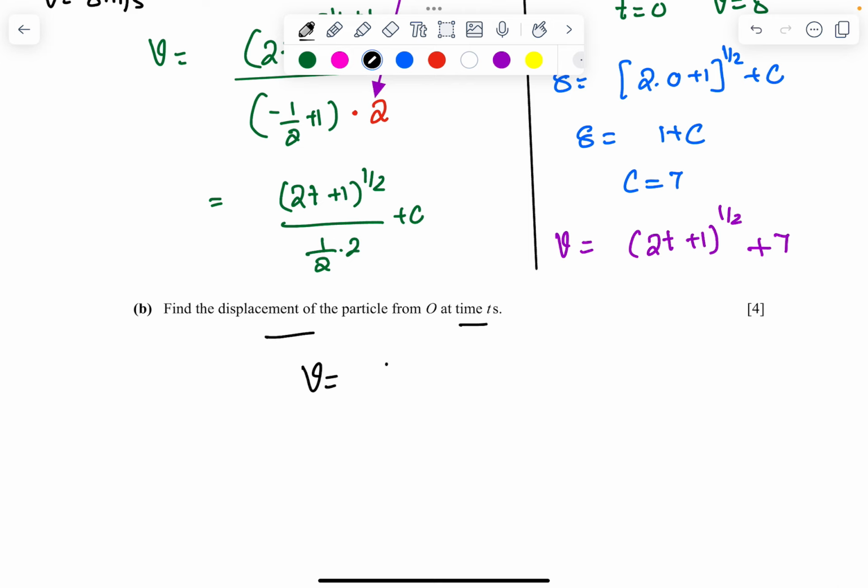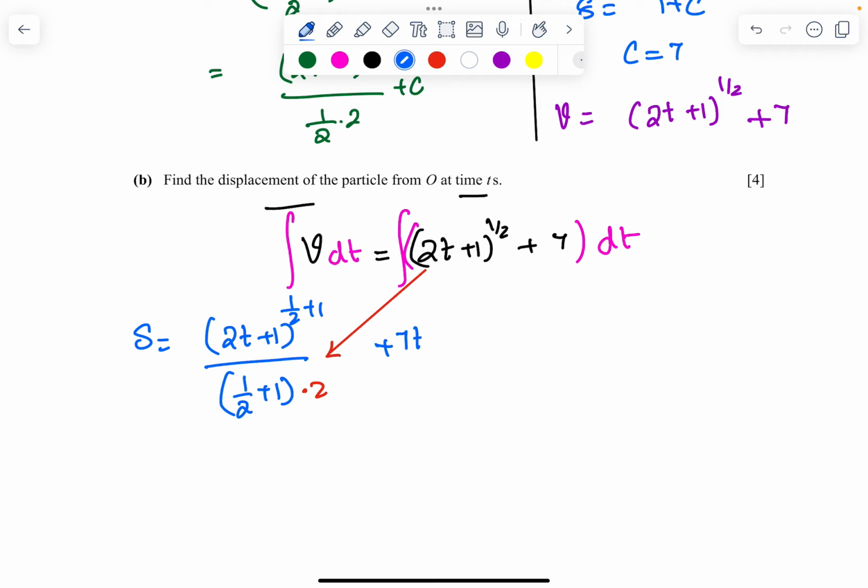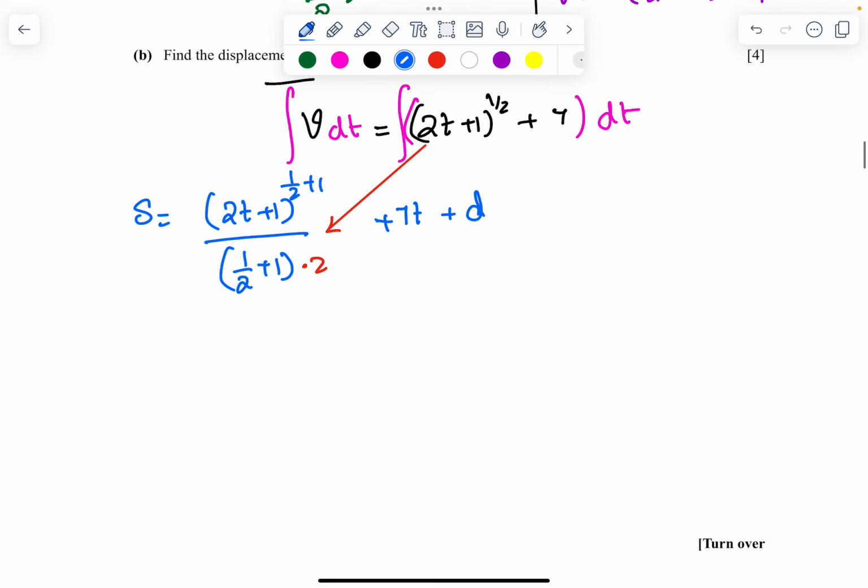So we know that velocity equals (2t plus 1) to the power of 1 by 2 plus 7. In order to convert velocity into a displacement, we have to do the integration of v dt. So this becomes s equals (2t plus 1) to the power of 1 upon 2 plus 1, divided by 1 upon 2 plus 1, then again times 2. From where did this times 2 come? Because of this one. Then again plus 7t plus this time a constant d. So what does that become now?